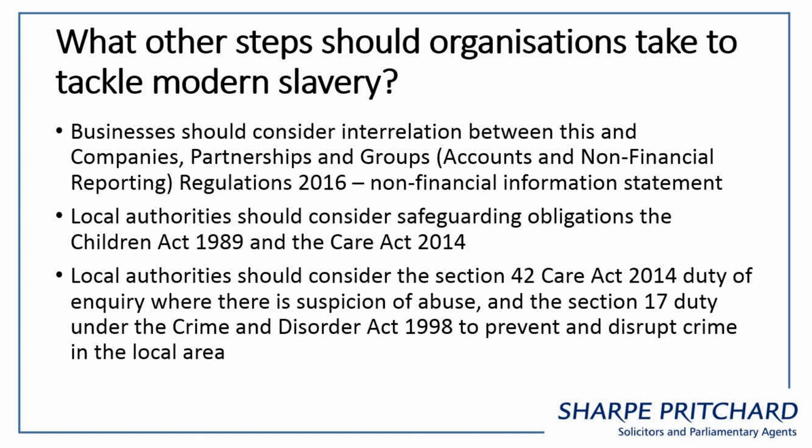If you're a local authority, you should consider other related statutory duties, such as the child and adult safeguarding obligations under the legislation listed on the slide. For example, Section 42 of the CARE Act imposes a duty to make inquiries where certain instances of adult exploitation are suspected to be taking place. It's worth noting that a child does not have capacity to make informed consent to instances where they're being trafficked or forced into labour. Another example is the duty on local authorities under the Crime and Disorder Act 1998 to do all they reasonably can to prevent and disrupt crime in their local area.